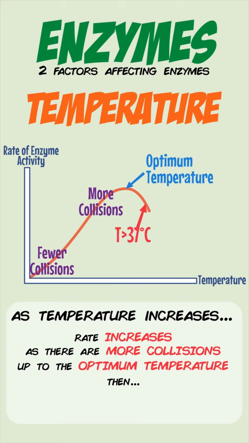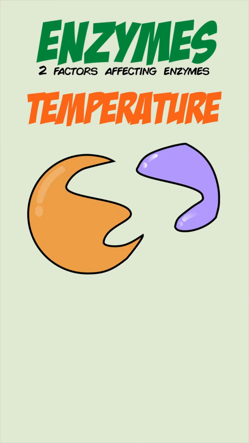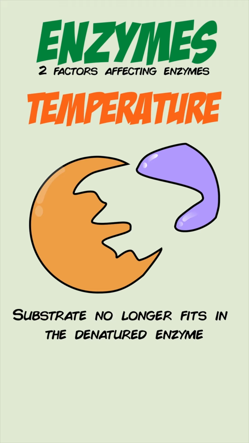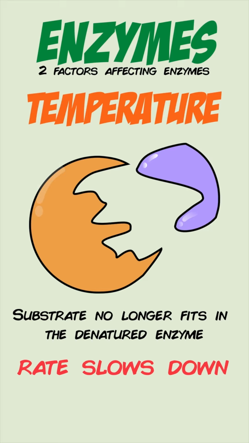If the temperature gets too high above 37 degrees C, the enzymes denature and their active site changes shape, meaning the substrate will no longer fit into it. This causes the rate of the enzyme reaction to slow down.